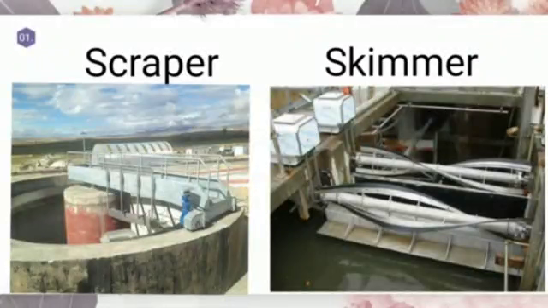Now after that, skimmer. So a skimmer removes the floatable solids. Now floatable solids, you know that oil and grease. So here the skimmer removes the floatable solids, like oil and grease. After that what will happen?